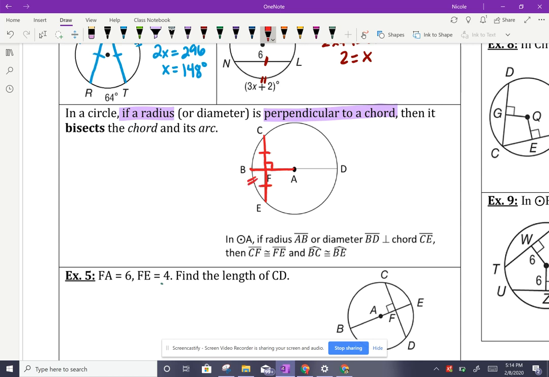and it is bisecting the arc. So the arc is now split up into two pieces. So in circle A, if the radius or diameter is perpendicular to the chord, then the chord is cut into two congruent pieces, and the arc is cut into two congruent pieces.